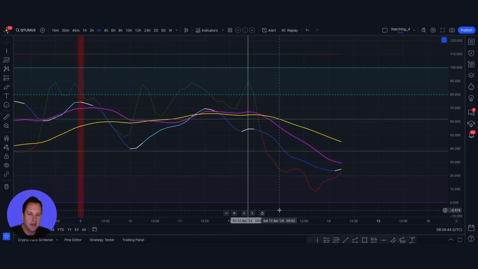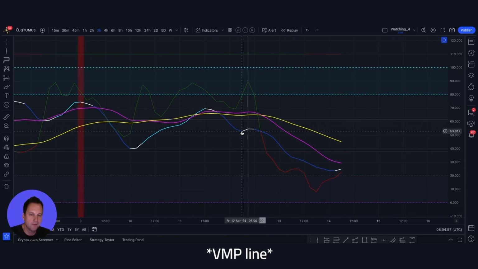Here we have a Power 4, similar to Power 3. Yellow and pink are above blue. In the case of Power 4, the blue line or the Krown VMP line is much higher. Typically, it's going to be between 45 and 55, and it's increased by 1. It's still white, so a conservative trader would not even consider this.